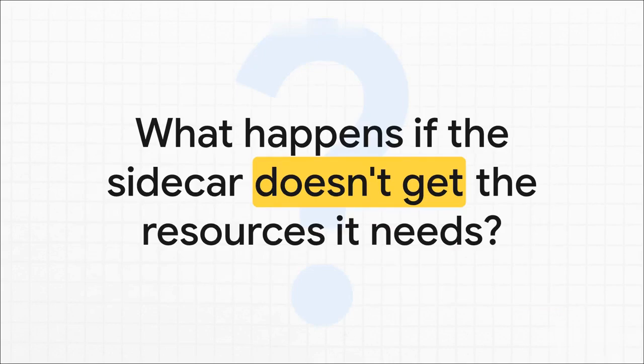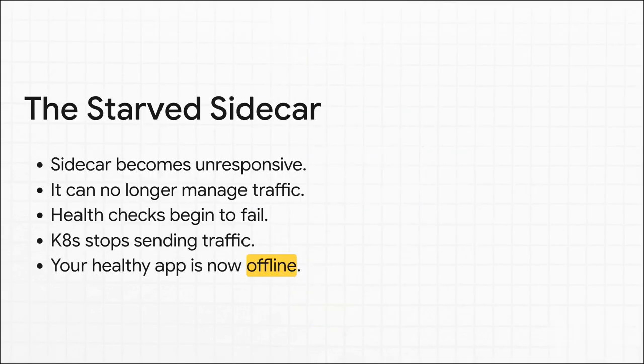So we know the bodyguard is hungry, but what if it doesn't get fed? What happens if your pod's resource limits are just too tight and the sidecar starts to starve? Well, this is where things can go from bad to catastrophic, real fast. This is the downward spiral. The sidecar gets starved of CPU or memory, and it becomes sluggish, unresponsive. Since it controls all the networking, your pod's health checks start to time out and fail. Kubernetes sees these failures and does its job. It marks the pod as unhealthy and yanks it out of the load balancer.